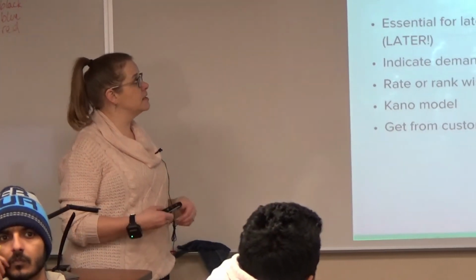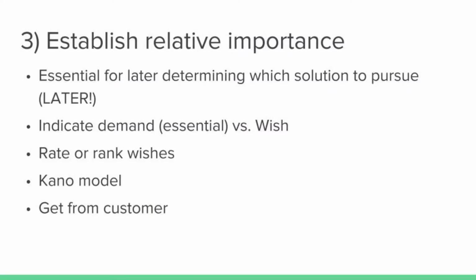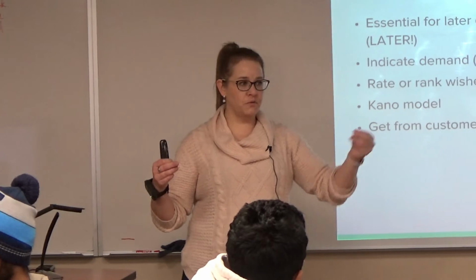All right, step 3, establish your relative importance. You need to have this because later on, after you've brainstormed ideas, you weigh those ideas and figure out which one is the best, and you use this weighting to figure that out. So we'll deal with that later, but do know that it is important that you have some sort of weighting or importance in there. You can also indicate whether it's a demand or a wish. So you can have two types of things, binary, 0 or 1. So it either fulfills it or not.